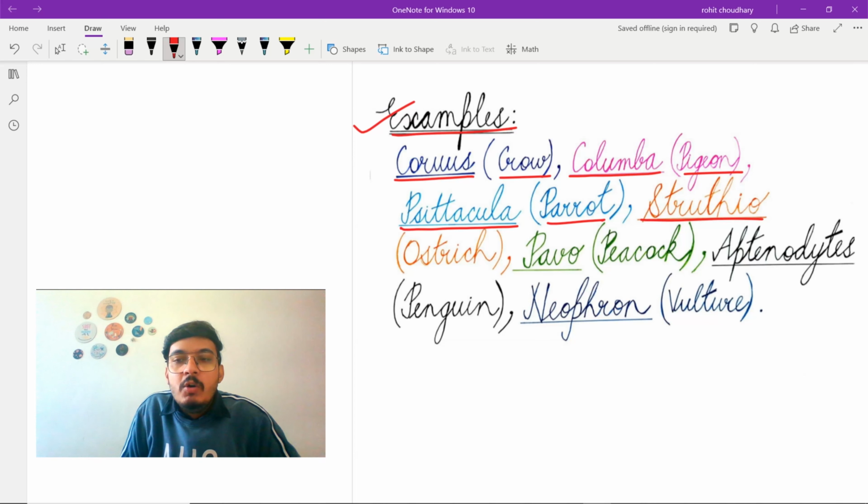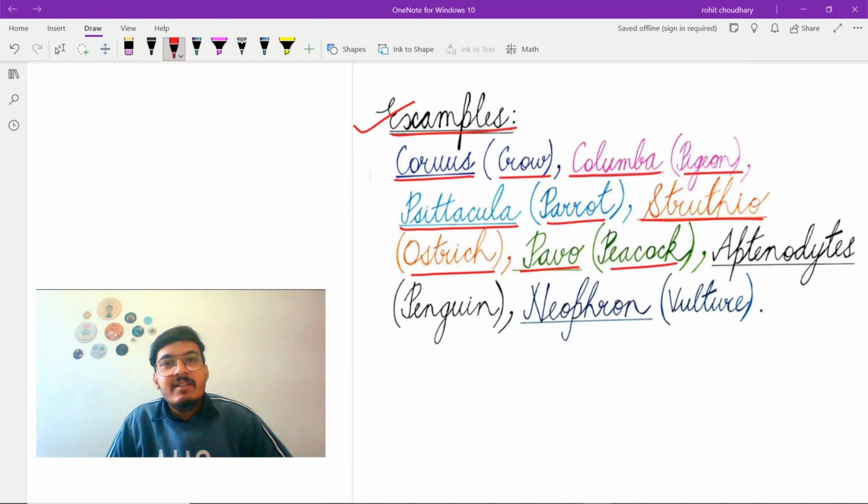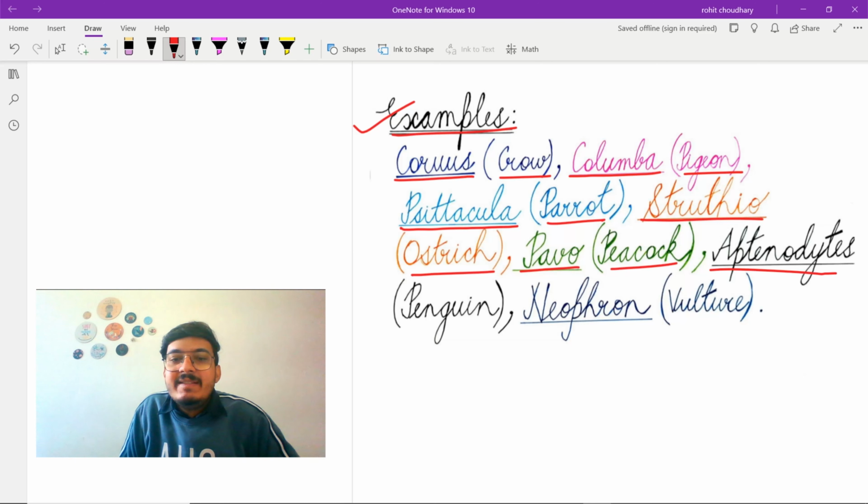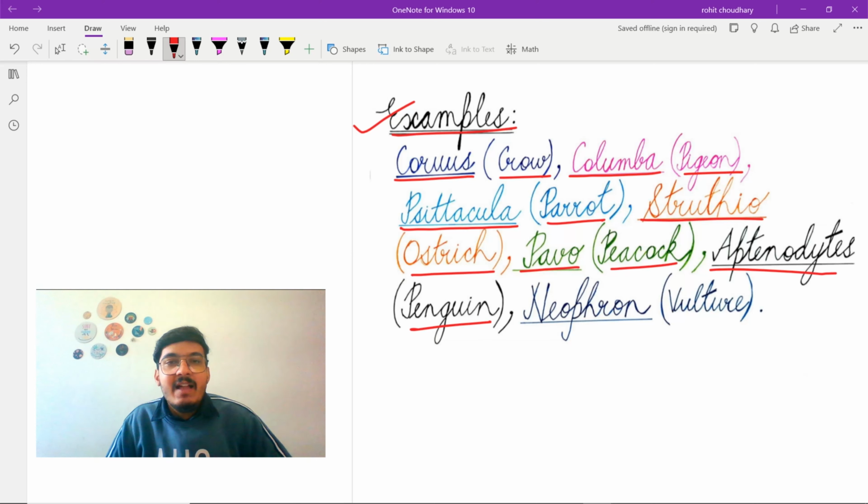The next one is Struthio, commonly known as African ostrich. It is the largest living flightless bird. The next one is Pavo, commonly known as peacock. It is polygamous. Usually one male lives in the company of 4 or 5 females. Aptenodytes, commonly known as penguin. Penguins are gregarious flightless birds and they live in Antarctica. Their wings are modified into swimming flippers. Neophron, commonly known as vulture. It flies very high in the sky for hours together and it is a natural scavenger.